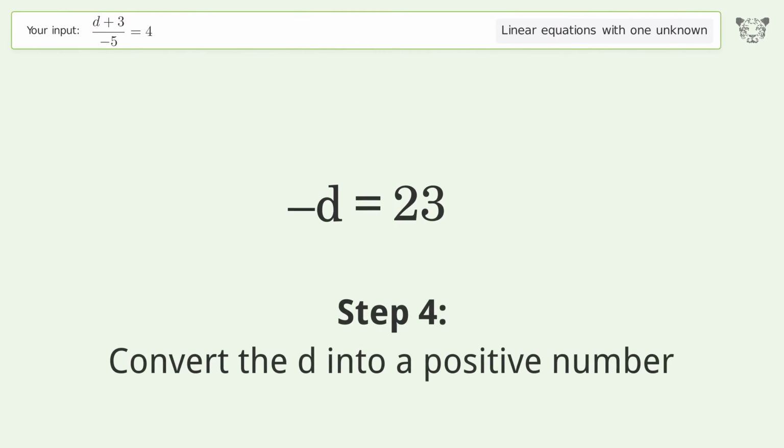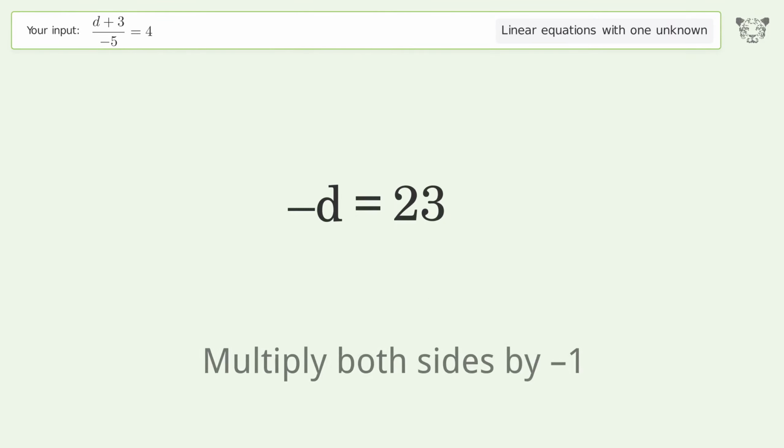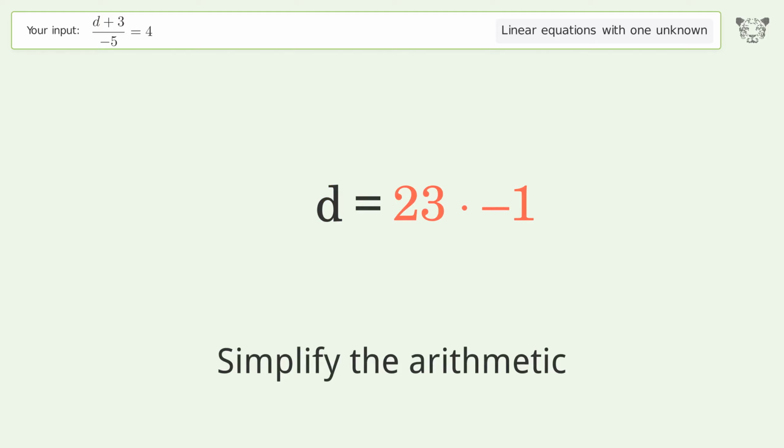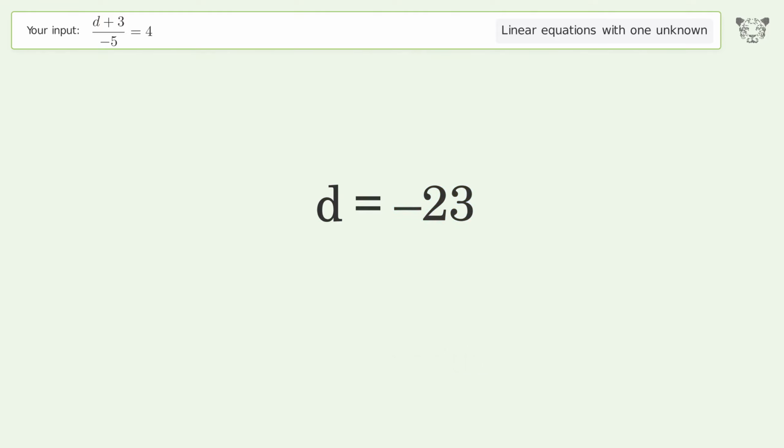Convert the d into a positive number. Multiply both sides by -1. Remove the ones. Simplify the arithmetic. And so the final result is d equals -23.